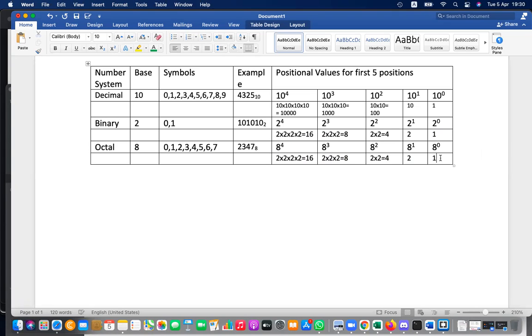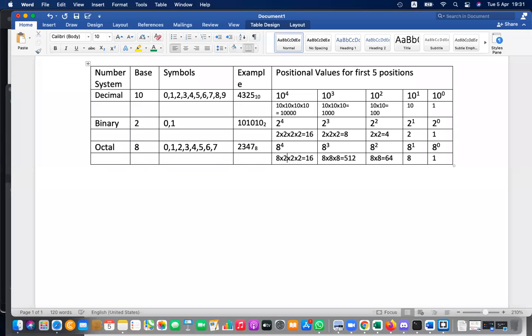So can you tell me 8 to the power 0? 1. 8 to the power 1 is 8. 8 to the power 2 is 8 into 8, 64. 8 to the power 3 is 8 into 8 into 8. 8 into 8 is 64, 64 into 8 is 512.